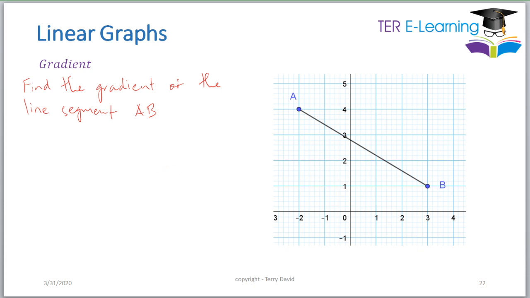I want you all to try that one for me. We're going to start off by writing what the formula is, which is y2 minus y1 over x2 minus x1. This formula should stick in your head, please. So I want to find the gradient of this line segment AB. It's a different graph I've given you here. Take your time. This one might be a little trickier.